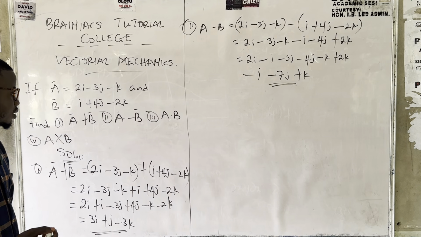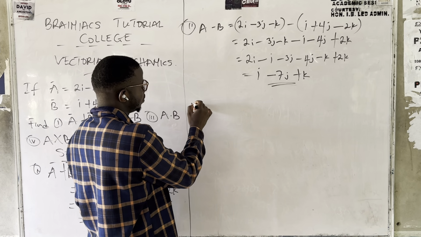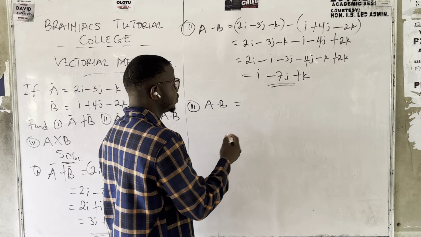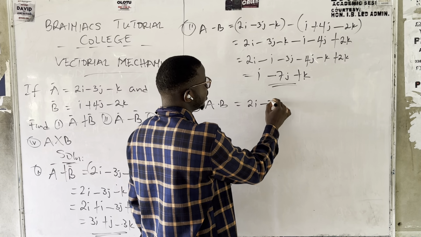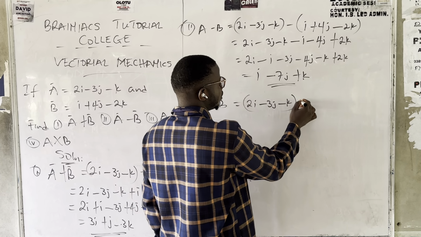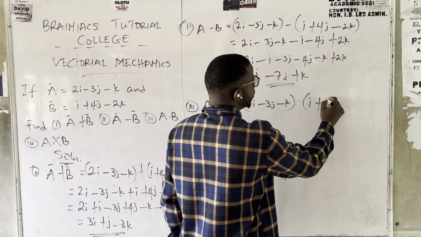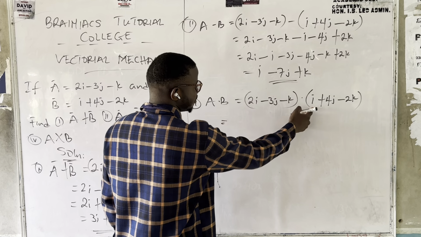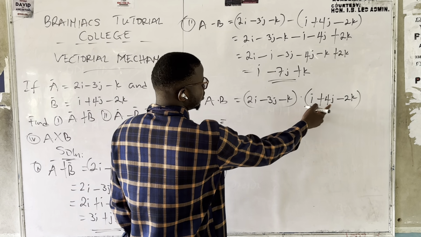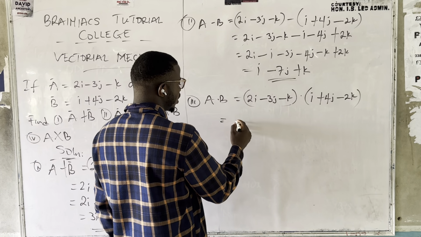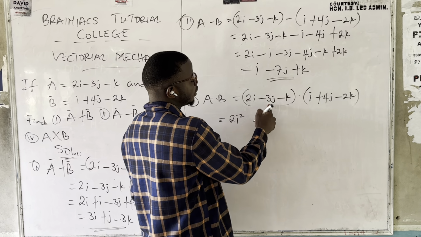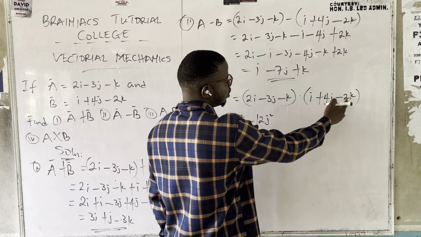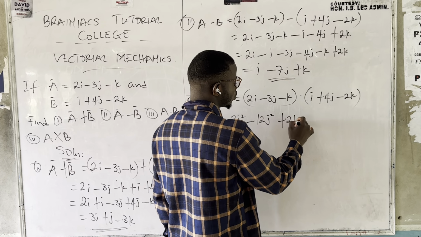So now the next question is the dot product, which is also known as the scalar product, A dot B. So we'll multiply the two vectors together. So 2i minus 3j minus k dot, we have i plus 4j minus 2k. So here we have 2i times i. So i will multiply i, j will multiply j, then k will multiply k. So now that will be 2i squared, minus 3j times 4j, that will give us minus 12j squared, minus k times minus 2k, that will give us plus 2k squared.